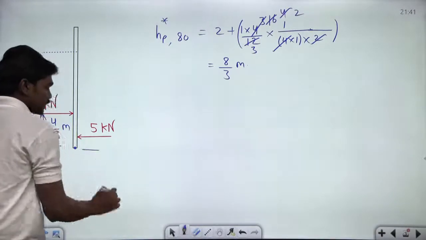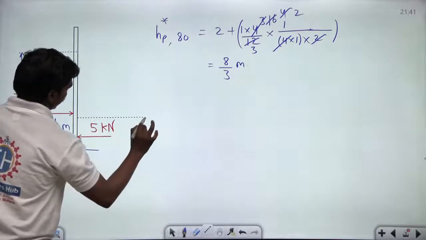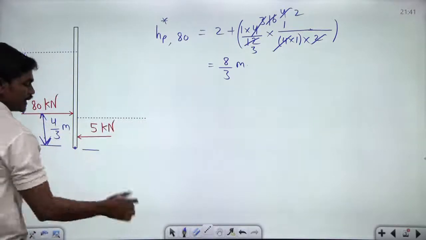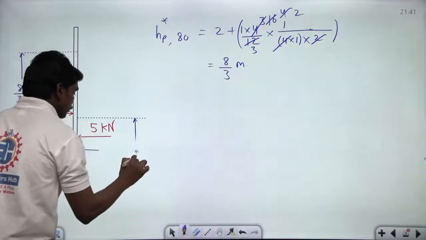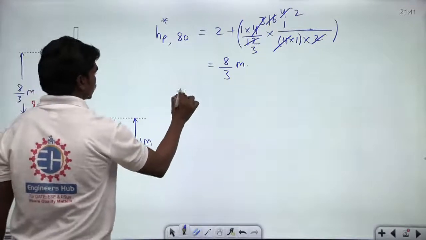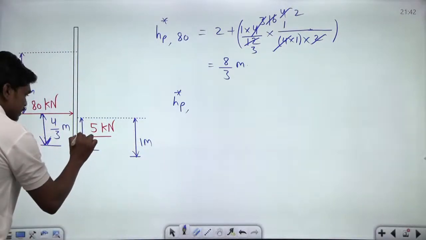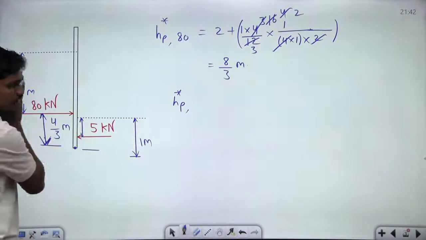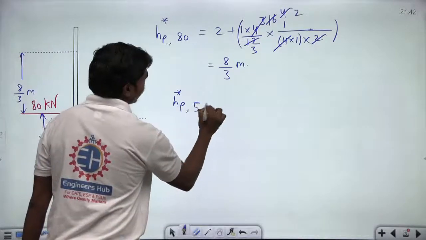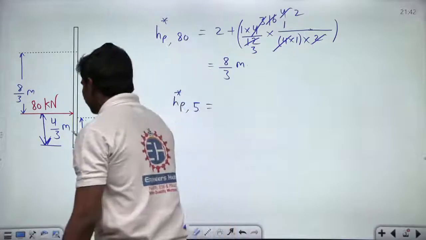Similarly, what about the case here? This is the water level up to which we have water on the right side. So this height is 1 meter, correct? So this height is 1 meter. So similarly, if you try to calculate this distance, which is the depth of center of pressure on the right side, then h p star of this 5 kilonewton force is equal to, look, the centroid will be located at half, 1 by 2 meter.